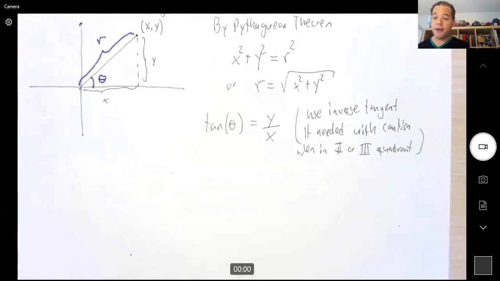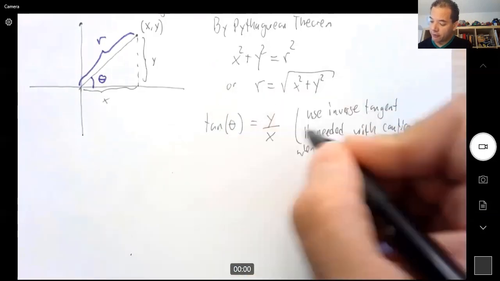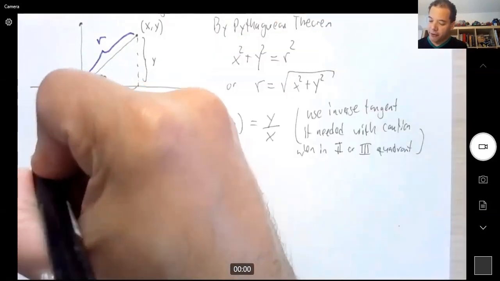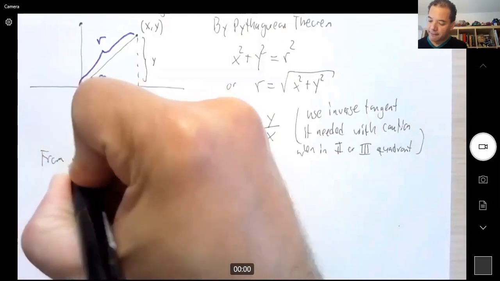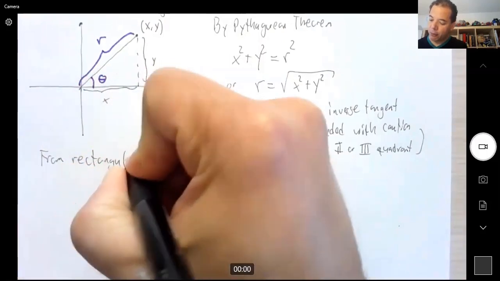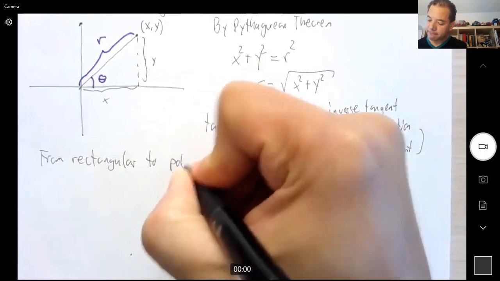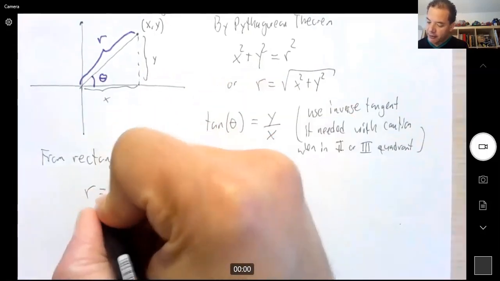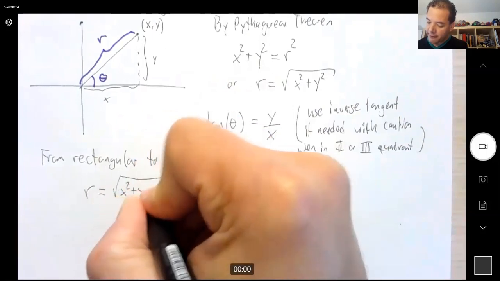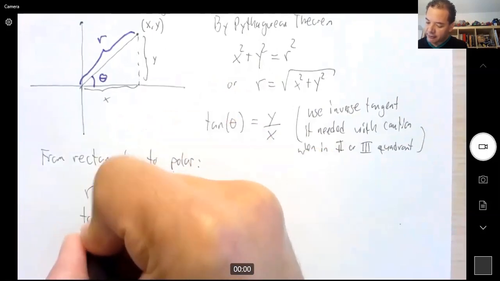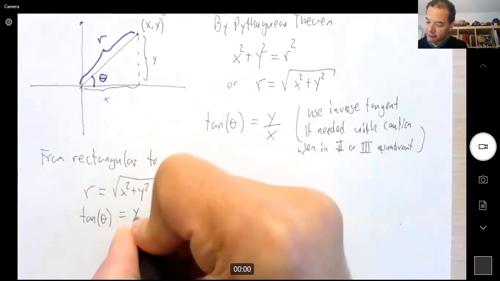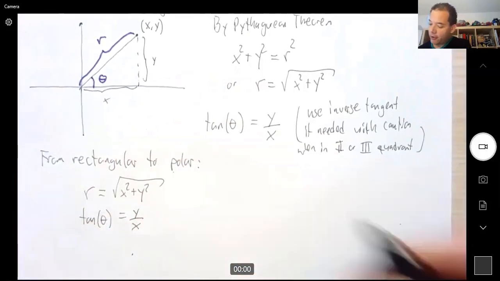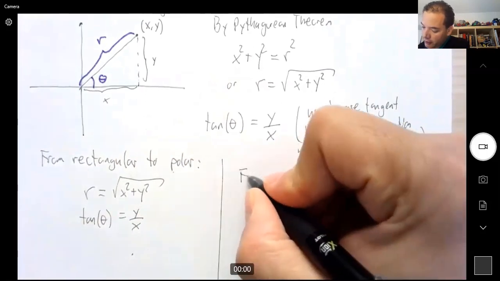Now, the other way around is actually easier. So this answers the question. To summarize, from rectangular to polar, this is a summary of what we just explained. The r is the square root of x squared plus y squared, and the tangent of theta is y over x. So that's one. How about the other way around, from polar to rectangular?